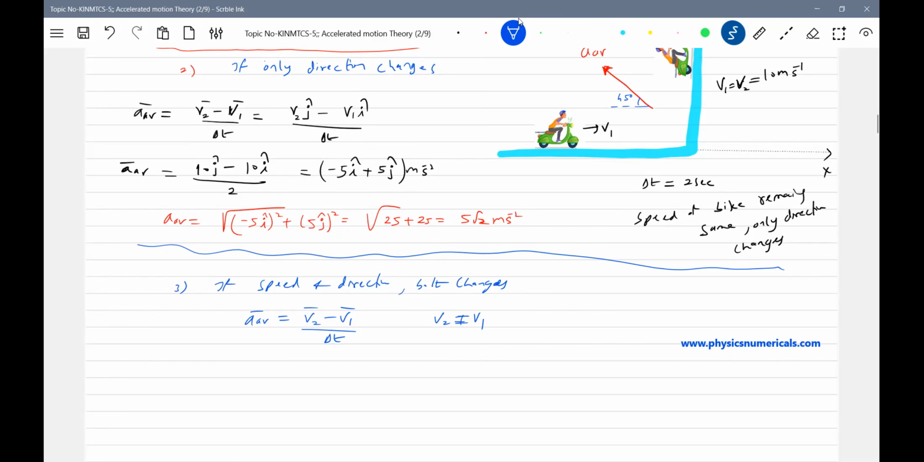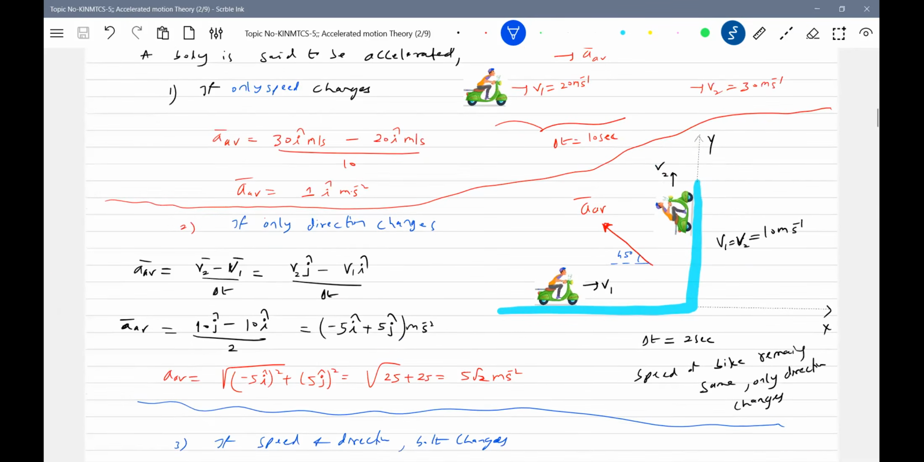So altogether, how to produce acceleration? Either by varying the speed only, or by varying the direction only, or by varying both direction as well as speed. So like this, we can define that acceleration. So how do you define average acceleration? Change in velocity by time taken. Okay, so this is the basic idea. I think this is something very important.